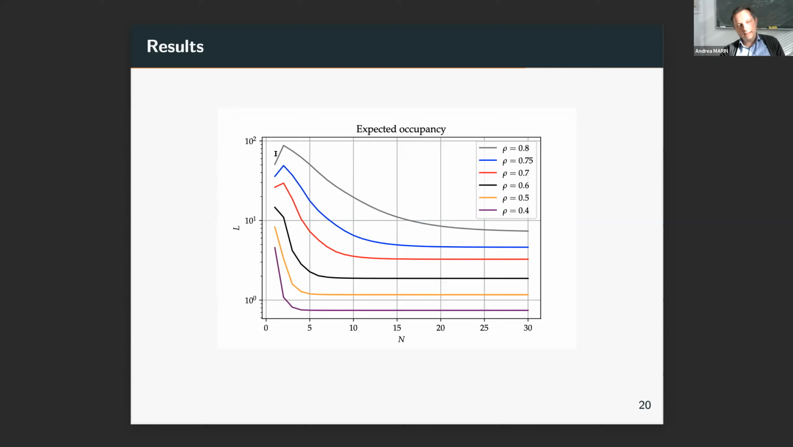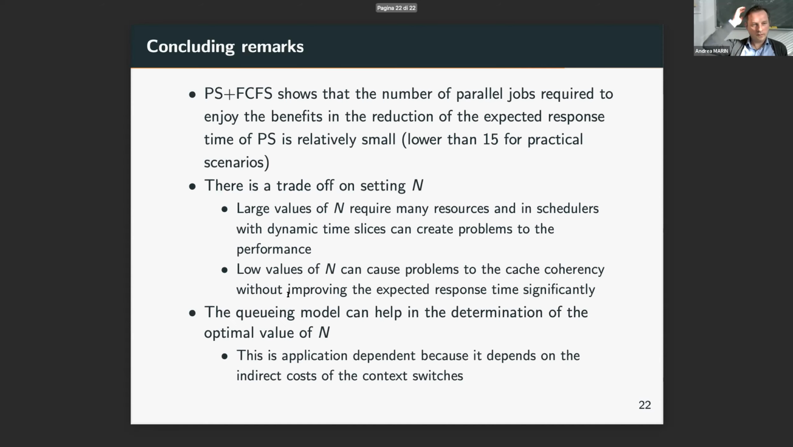And here you may see that we have a decrease of the performance with respect to first come, first served, because here we are paying the cost of the context switch, but we are not getting the benefits of processor sharing because the level of multiprogramming is too small. So the model can help in finding a good value for n, because otherwise it may even worsen the performance. Okay, this is the conclusion.